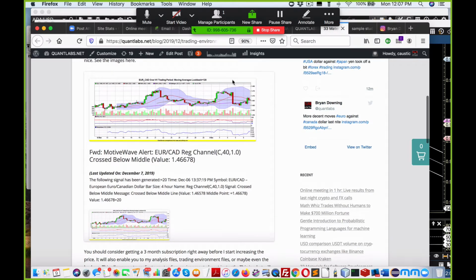So here's an actual entry. What it'll do is it'll tell you, you got an alert, what pair, what kind of indicators being used, the parameters used. The one is the standard deviation for both the up and lower band. And then I'll tell you if it's crossed below, and then the value, and then it will give you a chart. Now this chart is as close as you can get to what MotiveWave generates.